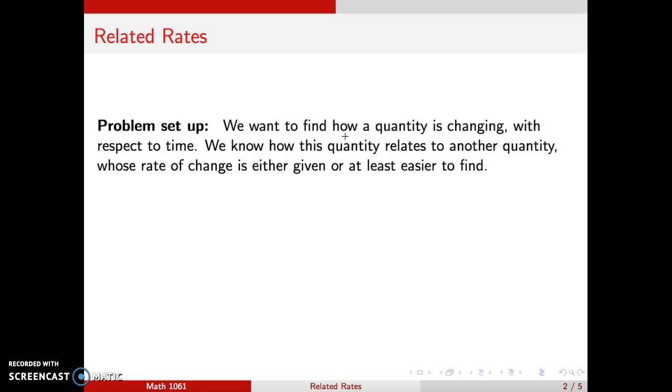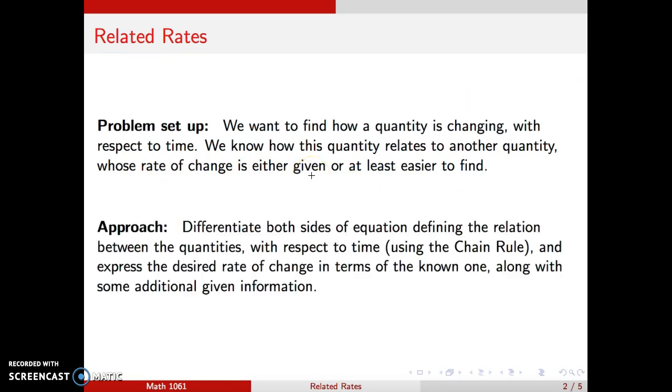So generally speaking, for a related rates problem, the setup is you want to find how a quantity is changing. So changing, think derivative. And it's changing with respect to time. So something d something dt. And part of the setup is you know how this quantity relates to another quantity that's maybe easier to work with, where you either know its rate of change because it's given to you, or at least it's easier to find. So that's the setup.